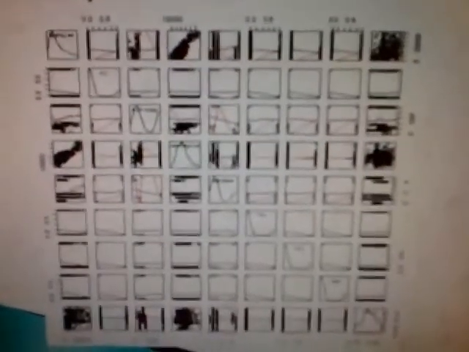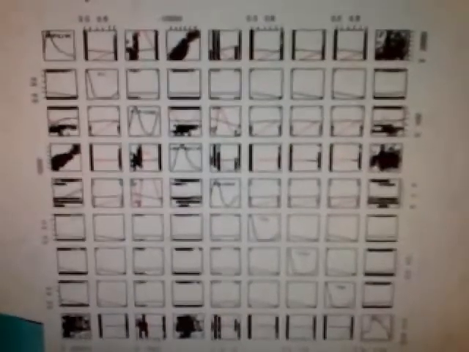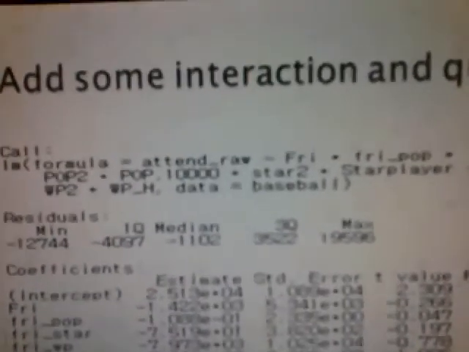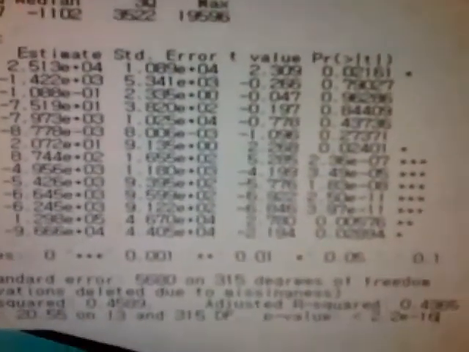As you can see, the population and the star player are showing some patterns. So we decided to add some complex terms of variables, which are interaction terms and quadratic terms. So we added the interaction terms between Friday and population, Friday and star player, and Friday and WPH, and the quadratic terms of population, the star players and WPH. So including these quadratic terms and interaction terms, we regressed the attendance on all these variables.